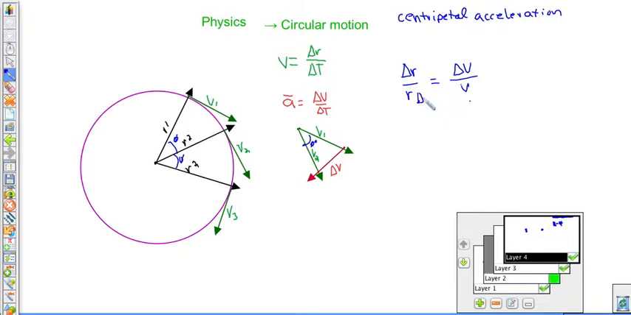Now, if we throw change in time over there, because what we really want to do is get this change in time, if we throw change in time under both of these, it doesn't change the equation because they're both being divided by change in time. Okay, so now what do we do?